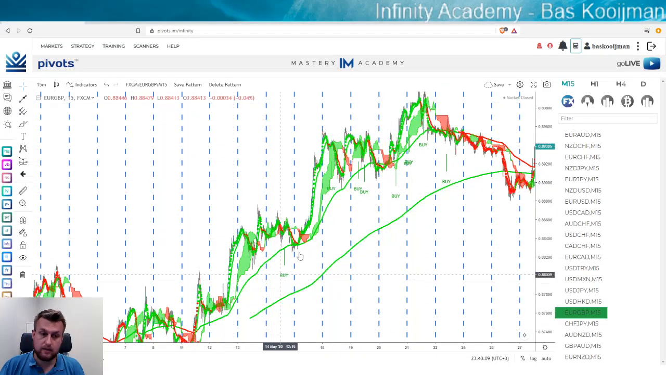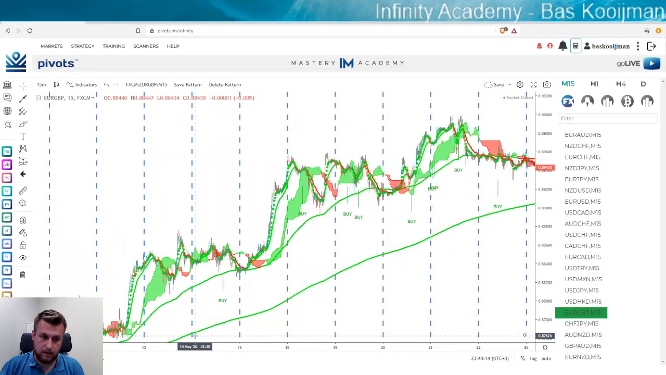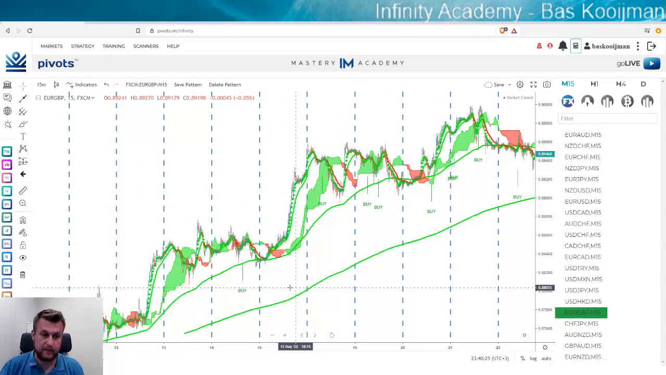So when the market is really trending, you see that the major trend is basically green or red, but in this case it's an uptrend, where we also see the minor trend is up, and there's a lot of little pullbacks giving us multiple entry times.